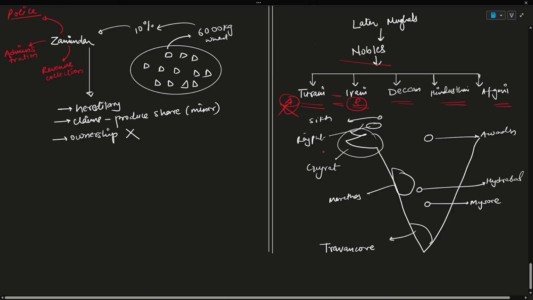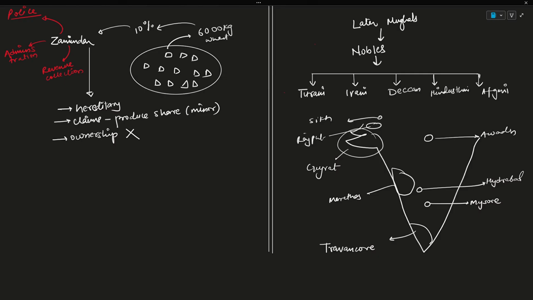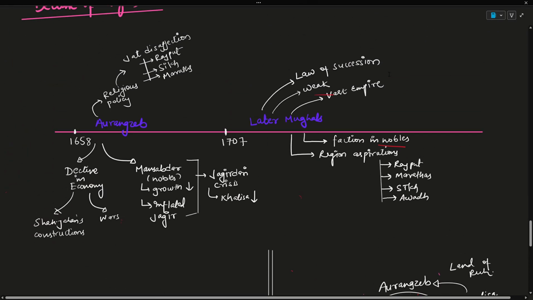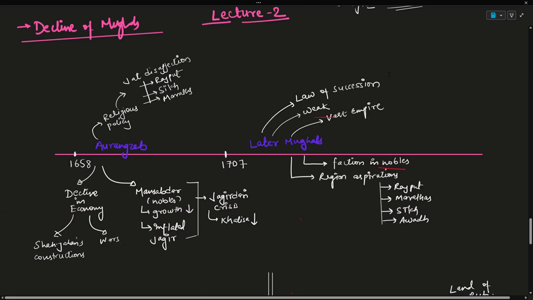We will discuss these things in detail, like which party was supporting which ruler, in the next lecture. These were the disputes which were happening at that time. So when it comes to the decline of later Mughals, these points are very much sufficient.